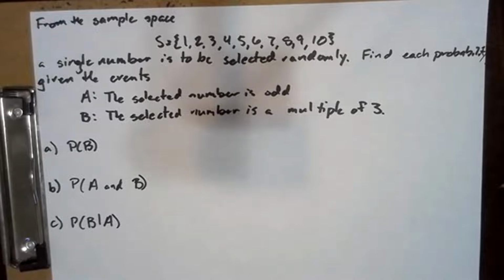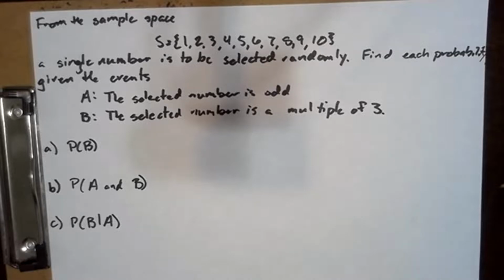In this video, we are going to look at the problems in the Chapter 11, Section 3 slides. We're starting here. We've got this sample space, S equals 1, 2, 3, 4, 5, 6, 7, 8, 9, 10. We're asked to find, and a single number is to be selected randomly. We want to find each of these probabilities given the events A, the selected number is odd, and B, the selected number is a multiple of 3.